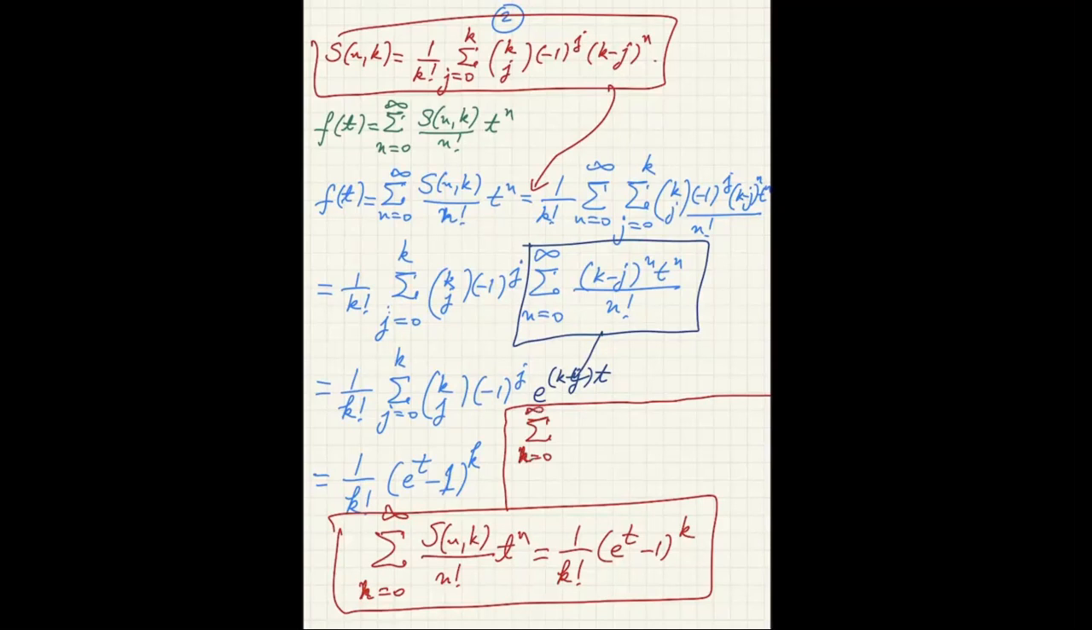So you have a result of the following: the summation from n equals 0 to infinity of s(n,k) over n factorial t to the n equals log of (1 plus t) to the power k, so the power is outside the log, divided by k factorial. Okay, so this result is done in the book.